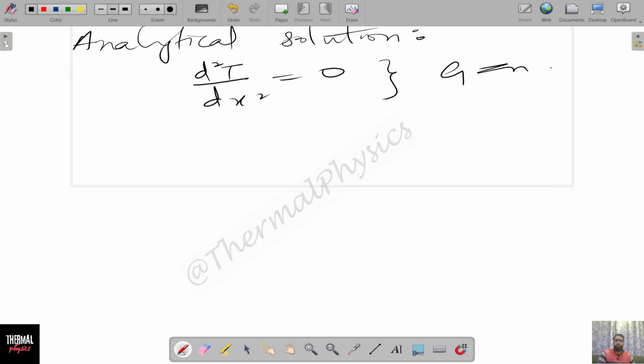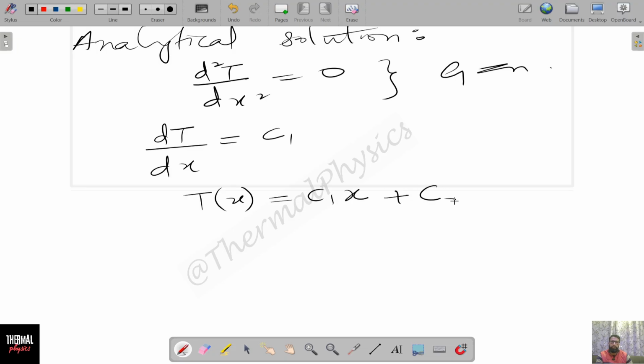So how to solve this? Simple, we integrate twice. When we integrate once, we are left with dT by dx, and on the other side we get a constant. When we integrate a second time, we get the function T of x, which is the temperature distribution, c1 times x, and we get another constant c2 for this integration. This is our general equation. To make it specific, we need these two integration constants, and for that we need boundary conditions.